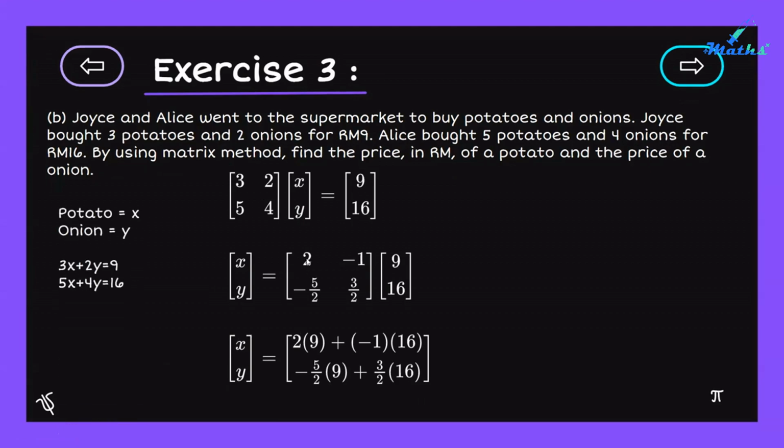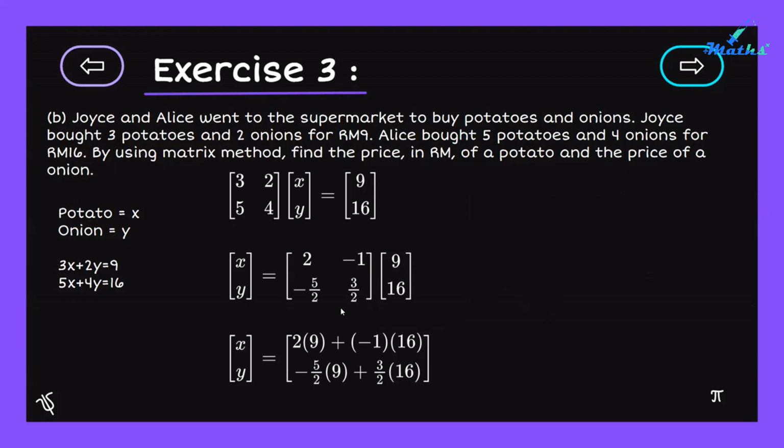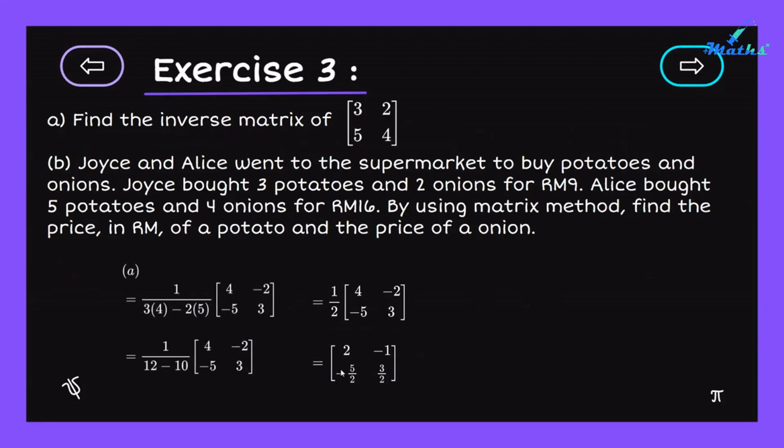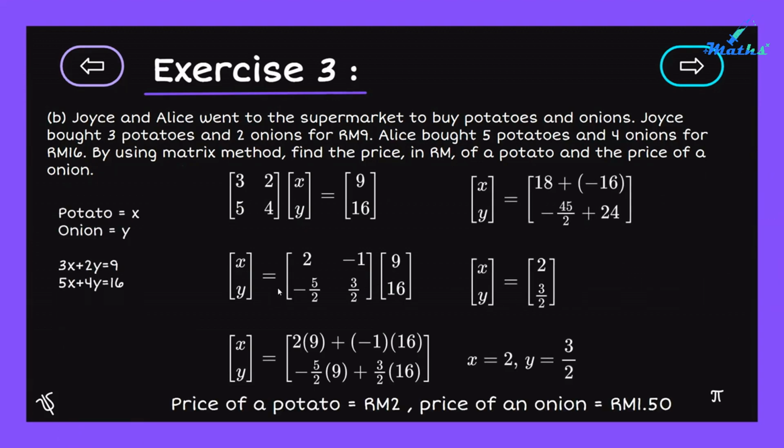And then we just times together: 2 times 9 plus negative 1 times 16, and this fraction times 9 plus this fraction times 16. Then just times together and add together, and now you get 2, 3 over 2. So x is equal to 2, y is equal to 3 over 2. If, for example, you want to times the 1 over 2 inside, that is okay too, because we also get the same answer. So the price of a potato is RM2, and the price of an onion is RM1.5, sorry, RM1.50.